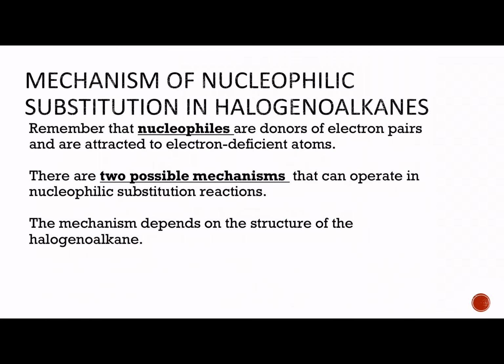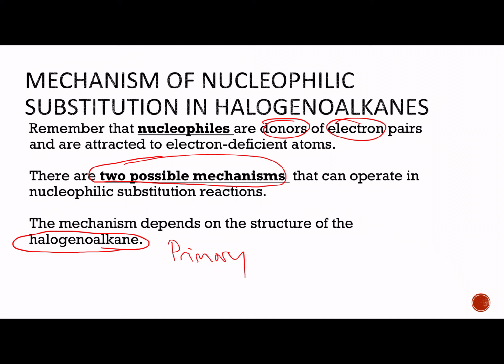All right, mechanism of nucleophilic substitution. Things you should remember. Nucleophiles, they donate electrons. And the mechanism that's going to happen depends on the structure of your initial organic compound, your initial halogen alkane. And so you'll have a different scenario if it is a primary halogen alkane versus a secondary halogen alkane versus a tertiary halogen alkane. Do you remember what a primary halogen alkane looks like?